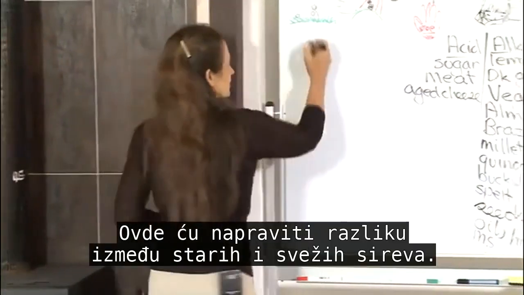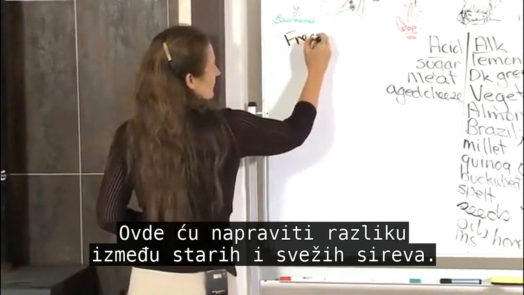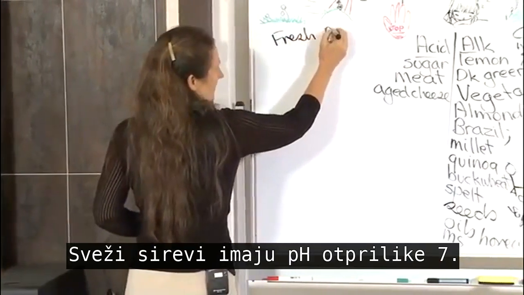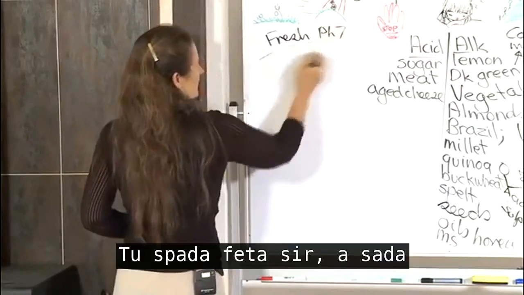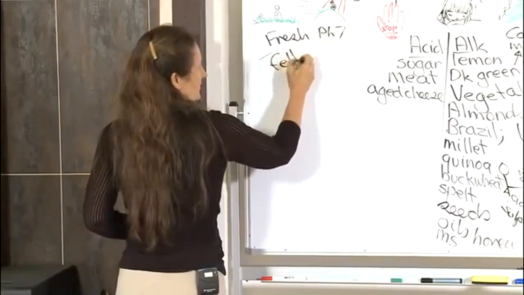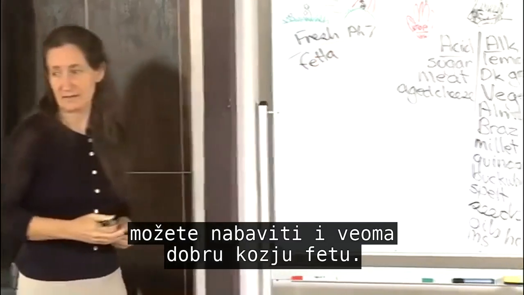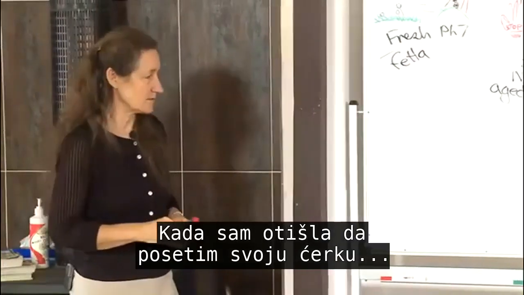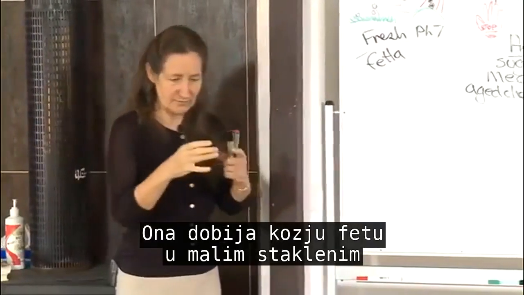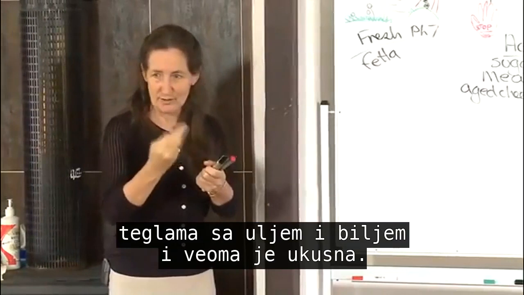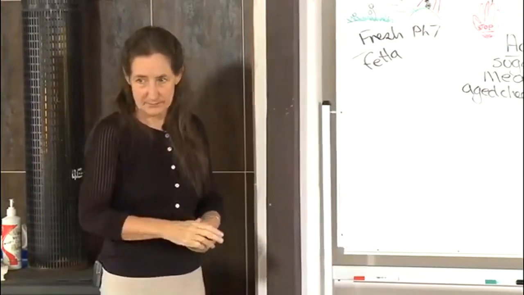Let me put a distinction here between aged cheeses and fresh cheeses. Fresh cheeses are a pH of approximately 7. So there's your feta. And you can get some very nice goat fetas now. When I went down to Tassie to visit my daughter, she gets this goat feta in a little glass jar with oil and herbs, and it's very nice.